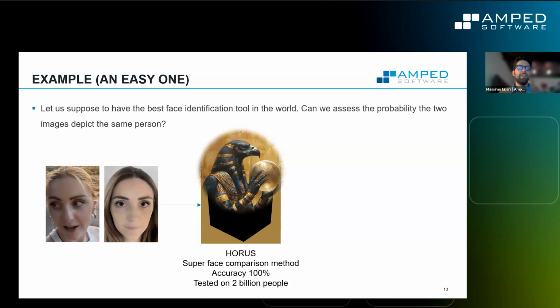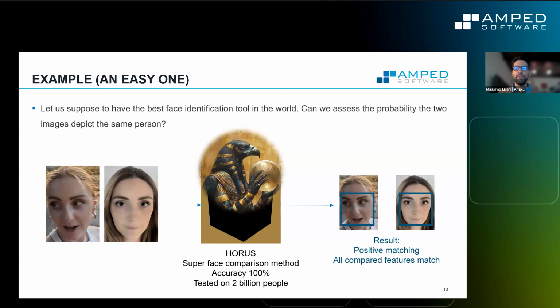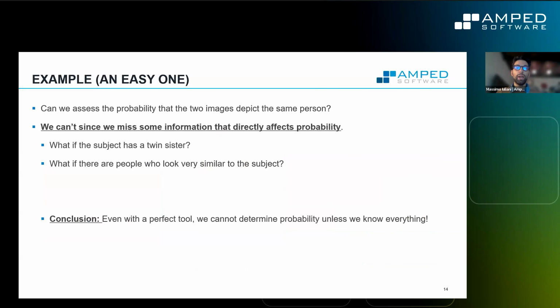So, okay, we take these 2 faces, we analyze them, and the tool is saying, okay, positive matching, all compared features match. So I can go in front of the judge and say, okay, the tool says that they are the same person. And which is the probability of error? Oh, the tool never committed any mistake until now. So can we say which is the probability that these 2 people are the same person? This is maybe the best case ever. Okay? But even in this case, we can't, because we miss some information that directly affects the probability.